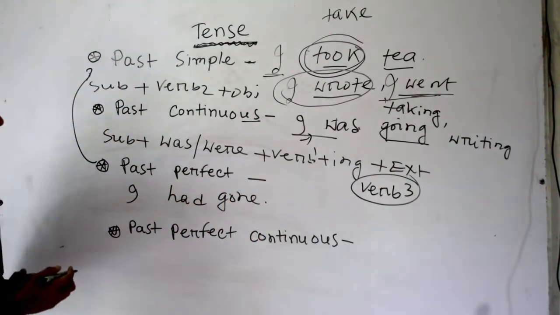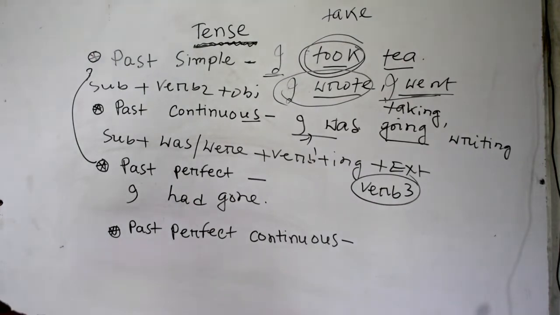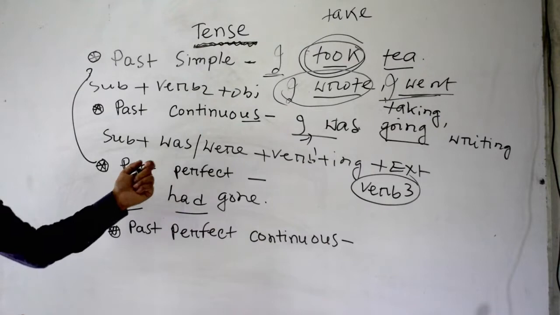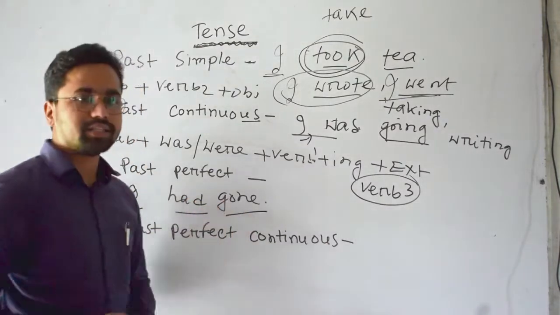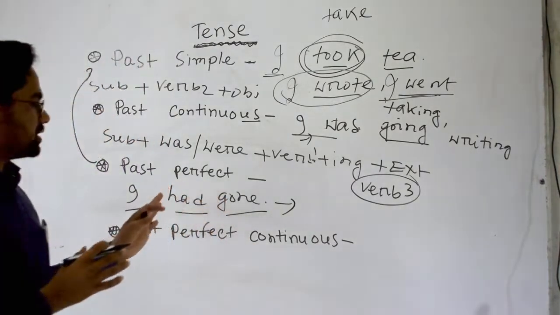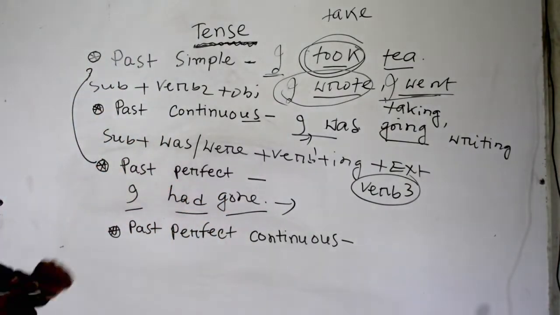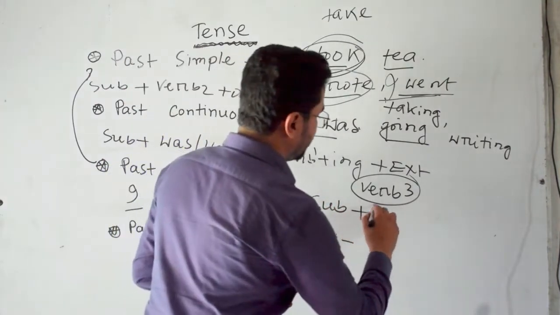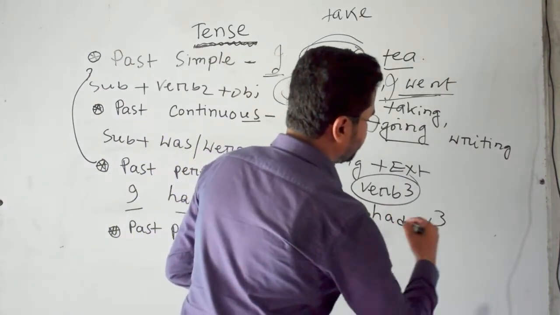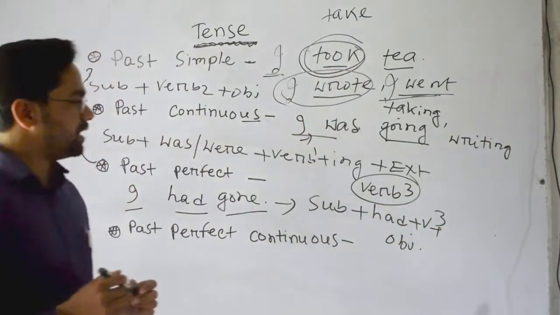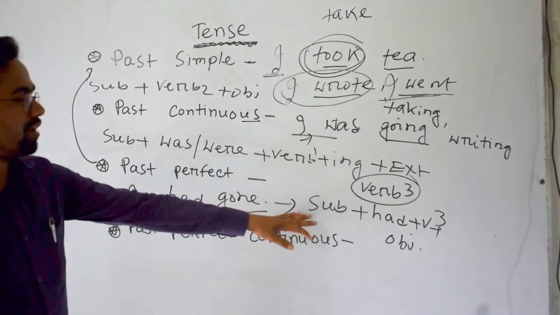Look at the sentence and what I have written: subject, had, the auxiliary verb of this tense, and the verb in past participle form. If you want to make the structure regarding this sentence, you can say subject, had, verb 3, and also an object. This is the structure of the past perfect tense.